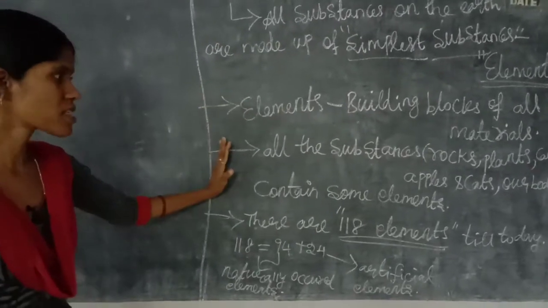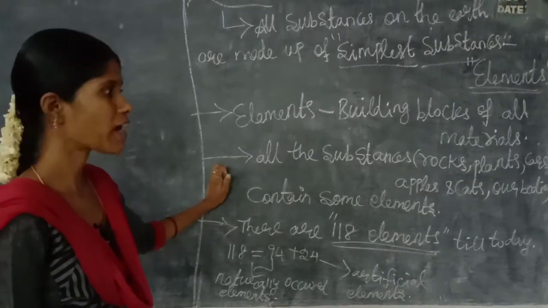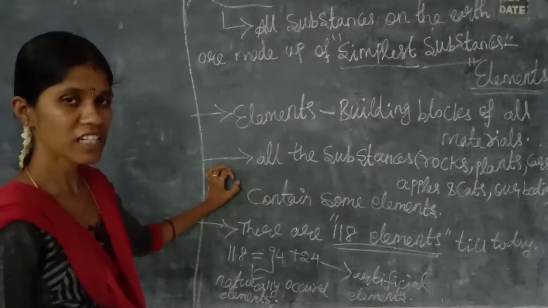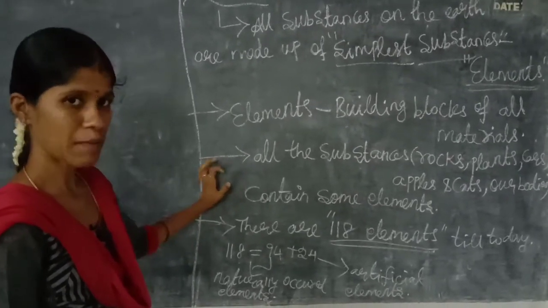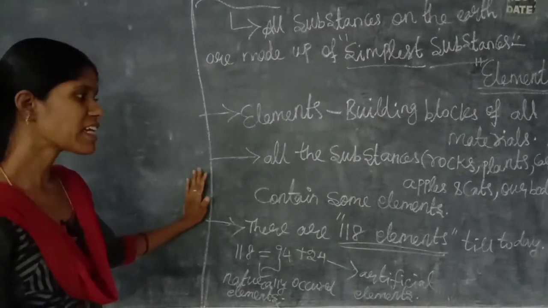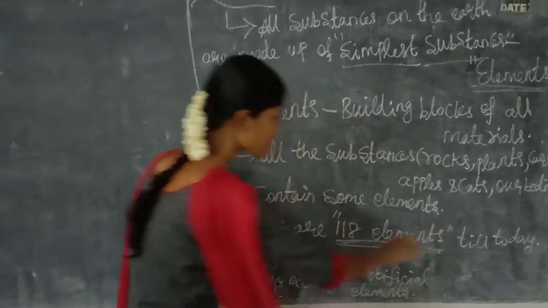The next one: all the substances like rocks, plants, cars, automobiles, cats, apples, even our bodies, contain some elements. There are 118 elements present till today.